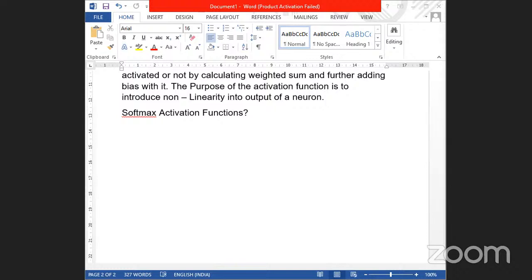And uses: generally we use it in multi-class classification, in logistic regression models, and in building neural networks. The softmax activation function is used in different layers and at the layer level. So let me write the answer for you.